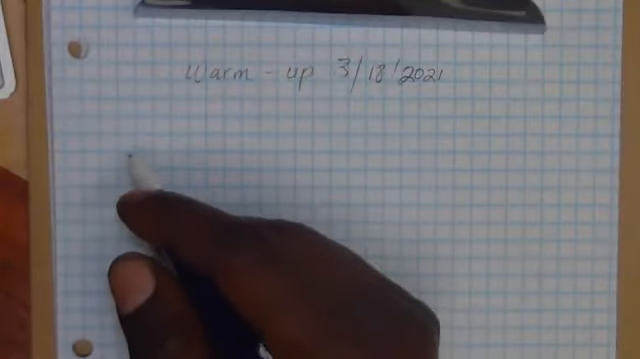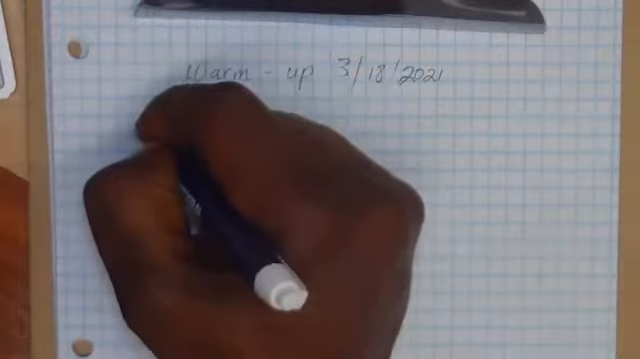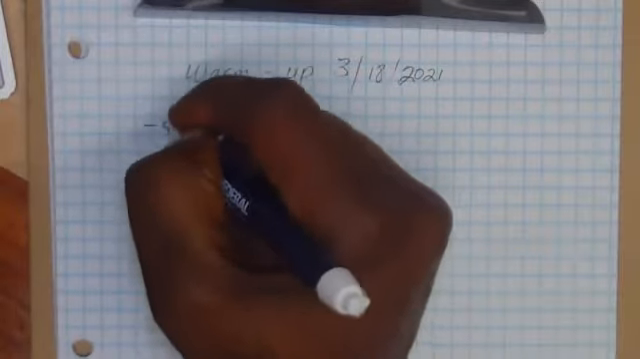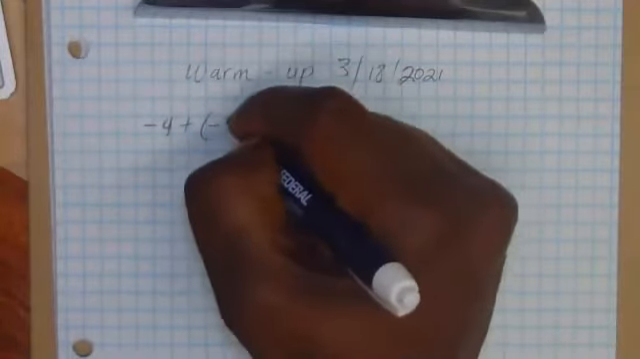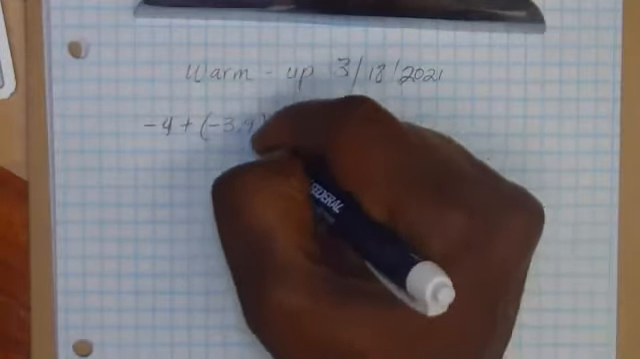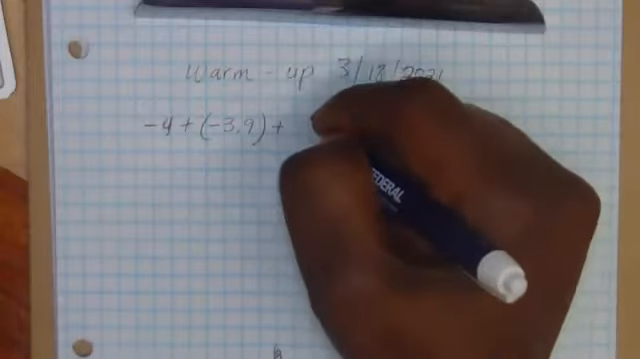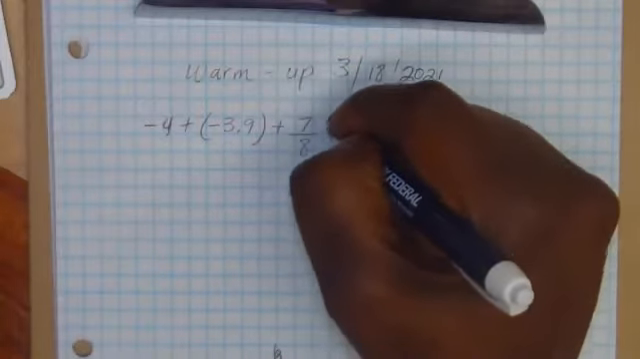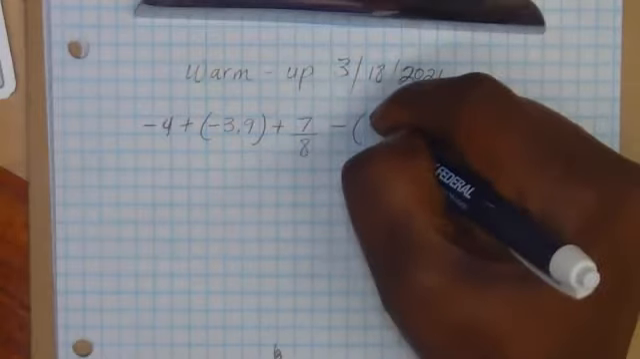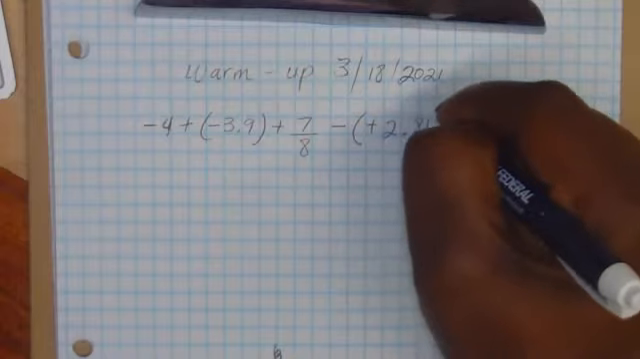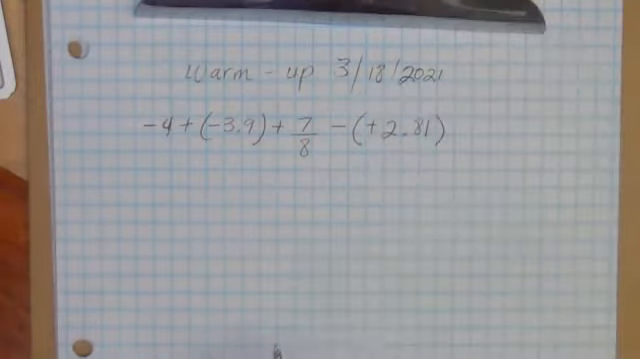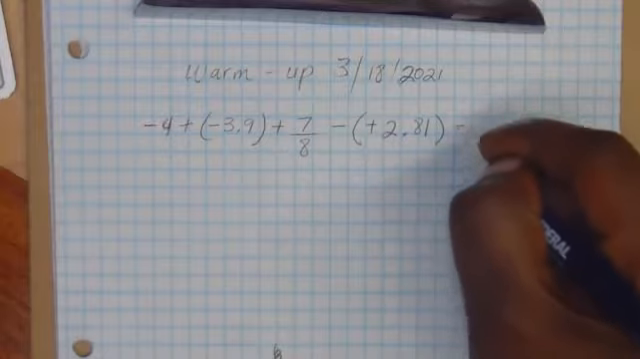All right. So in this, there was a lot of things going on in this warm up. The warm up started with -4 plus, in parentheses, -3.9, close parentheses, plus 7/8 minus, open parentheses, and then you got a positive 2.81. If you want me to pause for a second, you can see if you worked it.